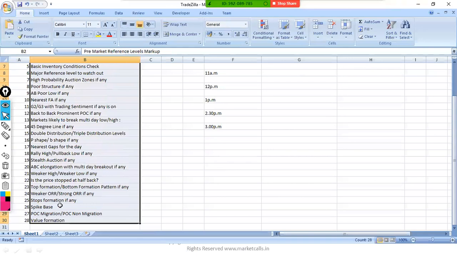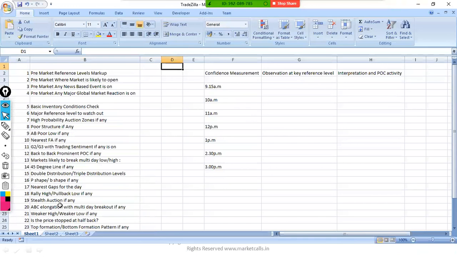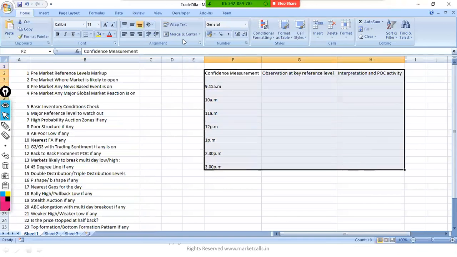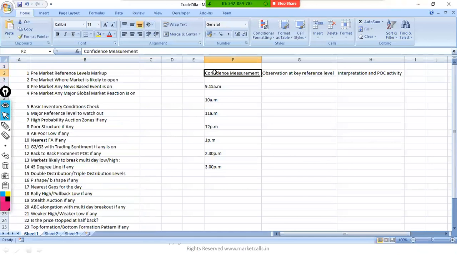This is the pre-market setup, and post-market will be once the market starts running, when we'll be measuring the market confidence, which I'll be explaining in tomorrow's session. How is the market confidence at 9 o'clock? What is your observation of the key reference level? Are you seeing a rejection or an acceptance? What is your interpretation of point of control activity? Is it migrating or not migrating? Those are frequent activities.